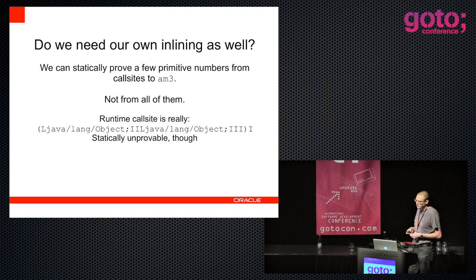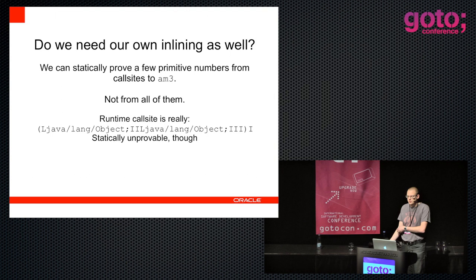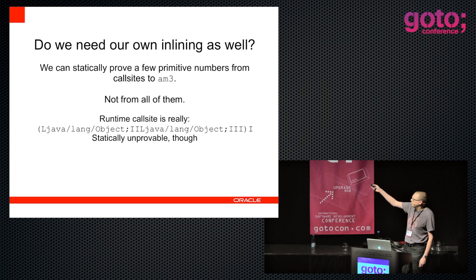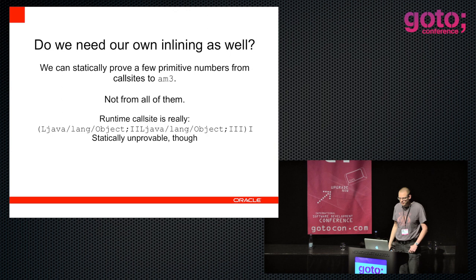You can only see that this is called with X here, and that's an object as far as me, the static compiler, is concerned. So the runtime call site to this method, if it were correct, is actually, this is the signature in Java. It takes 2 objects and the rest are ints. We knew this, but the static compiler cannot prove this ever.